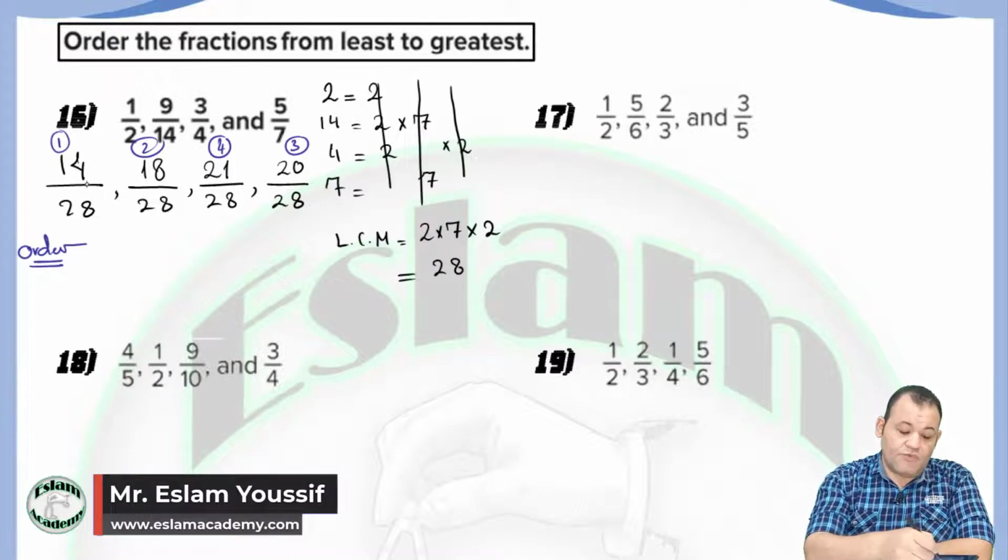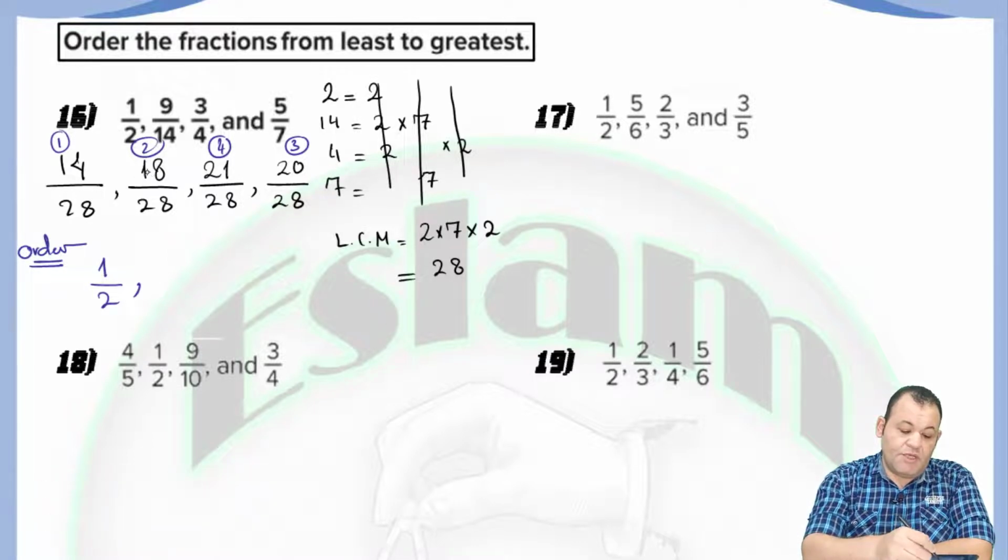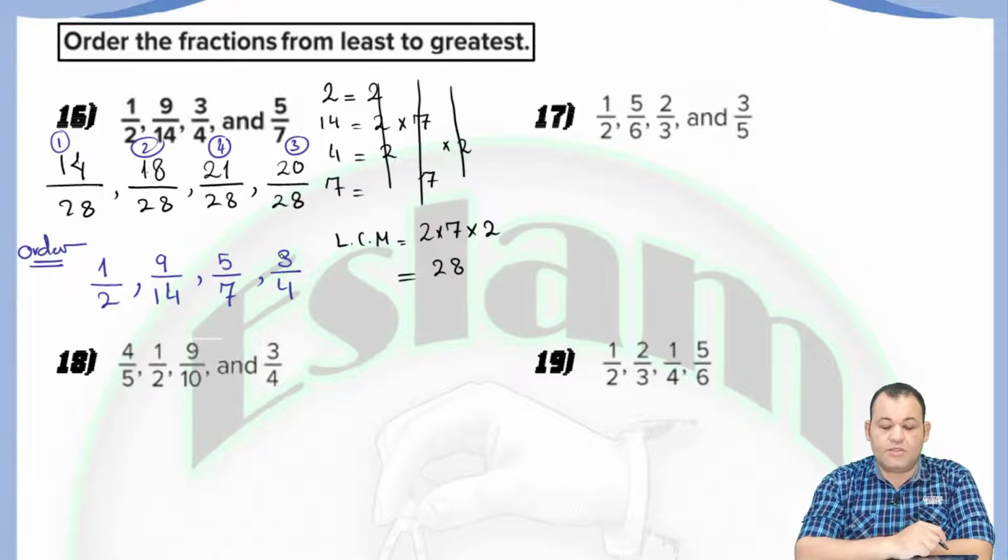The first number is 14 over 28, which equals 1 over 2. I'll just write 1 over 2. The second one here is 18 over 28, which is 9 over 14. The third number is 20 over 28, which equals 5 over 7. The last one is 21 over 28, which is equal to 3 over 4. And that's how we can arrange from the smallest to the greatest.